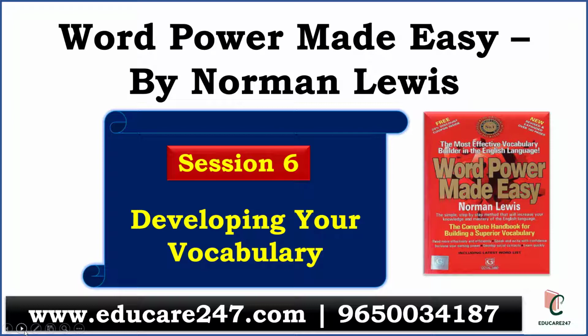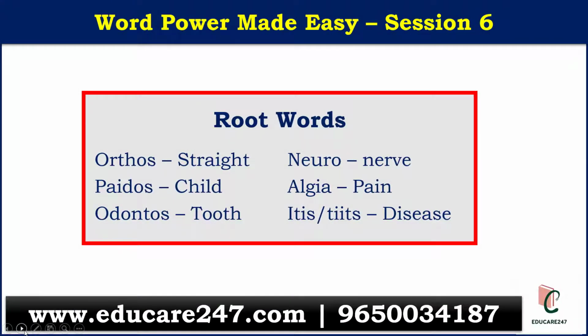So talking about our Norman Lewis series, here we use the etymological approach to develop our vocabulary. As we discussed, the etymological approach is basically the study of root words. In today's session we'll be discussing 12 words, based on the following roots. Orthos means straight, pedios means child, odontos means tooth, neuro means nerve, algia means pain, and itis or titis as suffixes will be termed as disease.